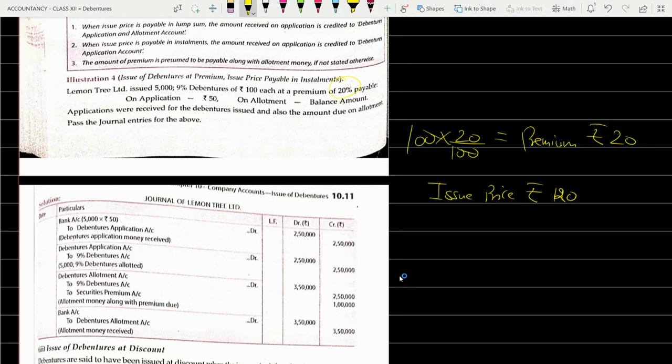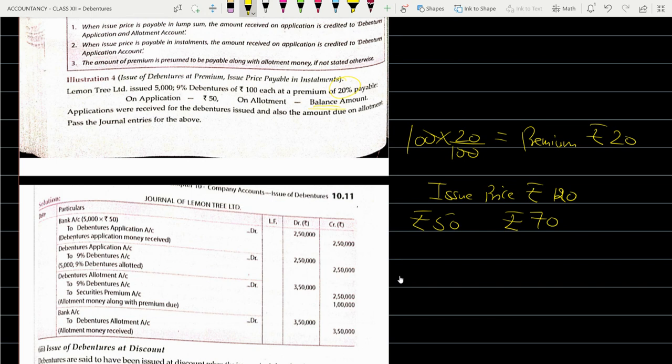Clear? Okay, and the split up of this 120 is given: on application, you are going to issue 50 rupees, and on allotment, they have said the balance. So obviously, out of 120, 50 has gone for the application. What will be the balance? 70. Very good. Rupees 70. So that's why they said here balance. You need to derive the balance. So now you go with the calculations.